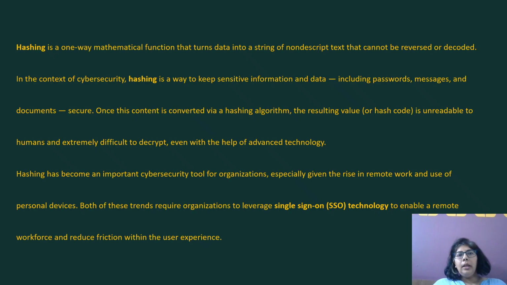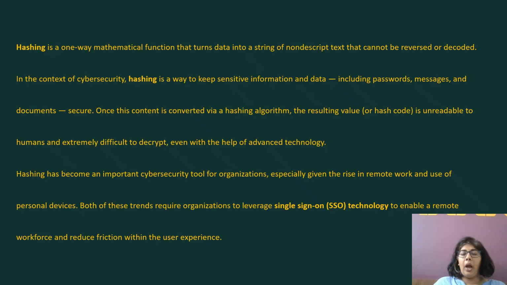To begin with, let's recall what hashing is. Hashing is basically a one-way function which turns some data or string into non-descriptive text. Sensitive information, including passwords or messages, can be converted by hashing algorithms into something unreadable to humans, and it is extremely difficult to decrypt. Hashing basically has a one-way direction of encoding, which is slightly different from encryption.